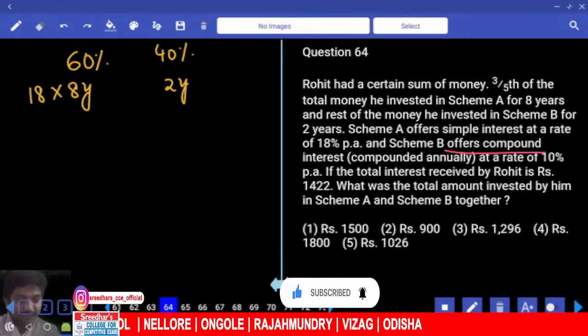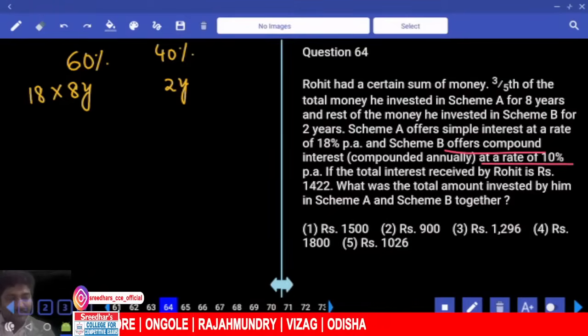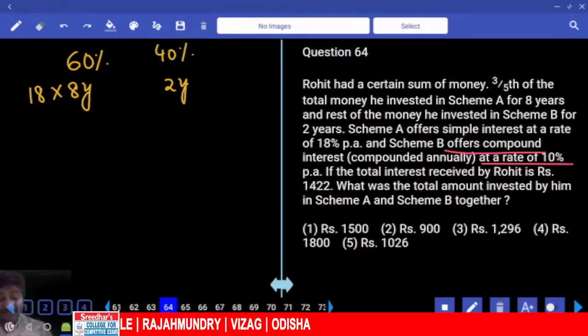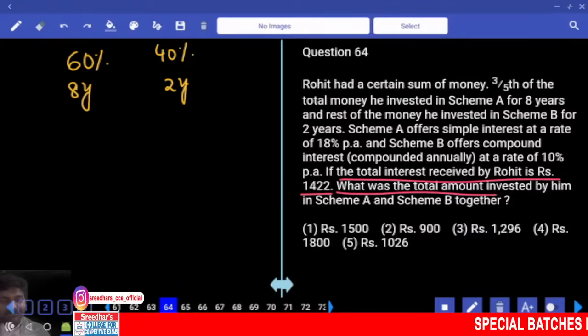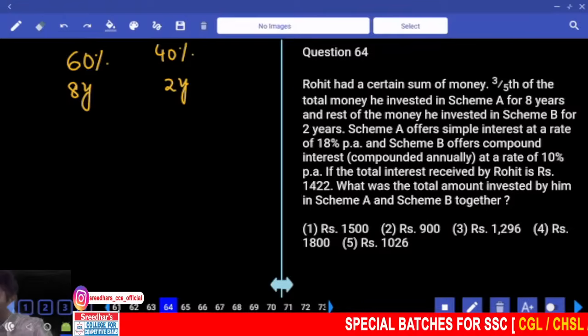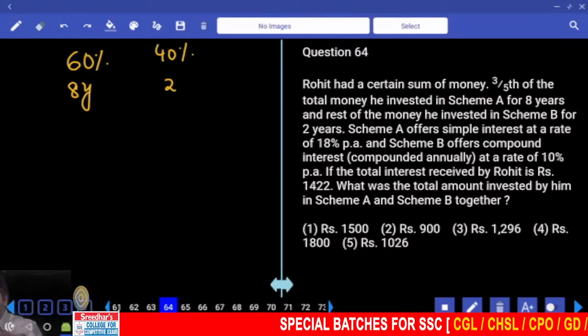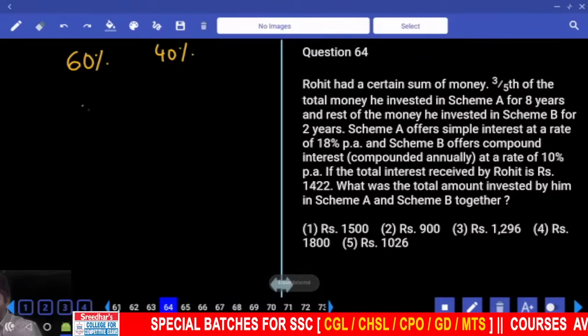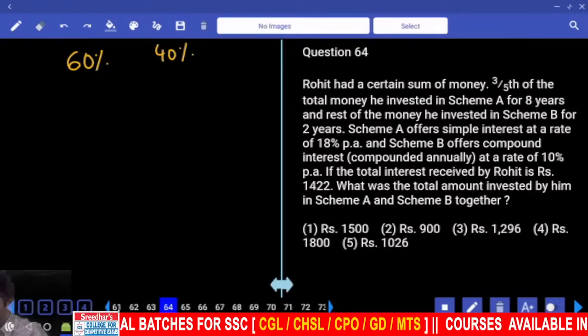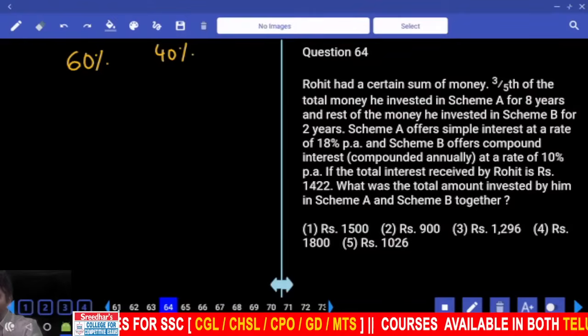Scheme B offers compound interest compounded annually at the rate of 10% per annum. For 2 years, it will be 21%. If the total interest received by Rohit is 1422, how much was the total amount invested by him in scheme A and scheme B together? That means we were asked to calculate 100%, correct?